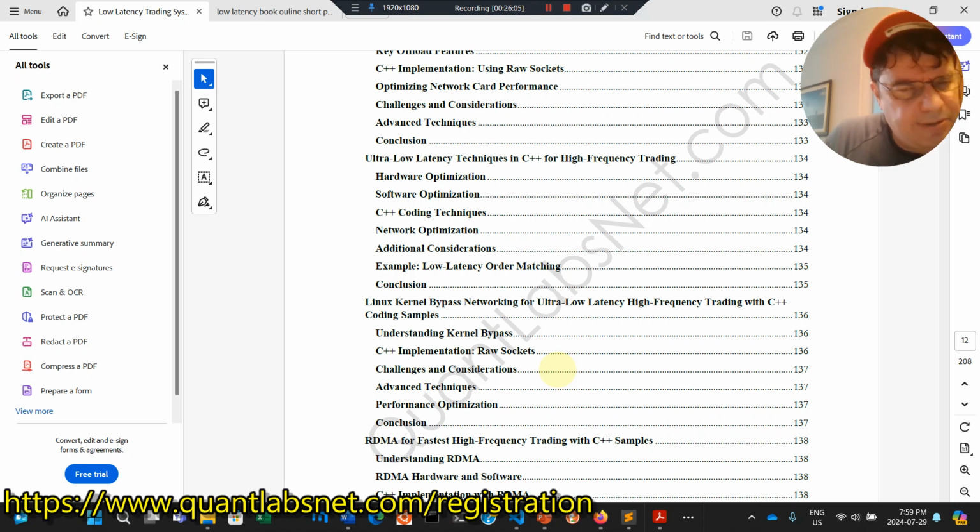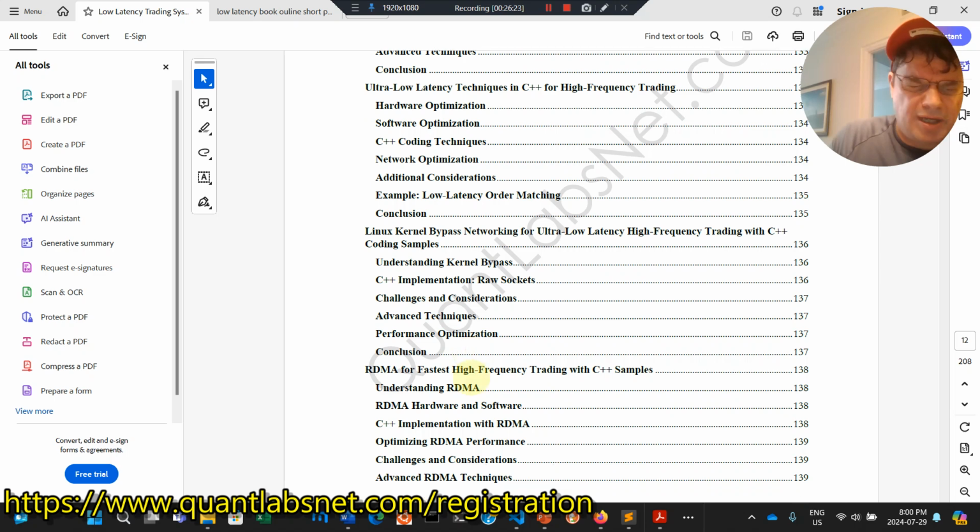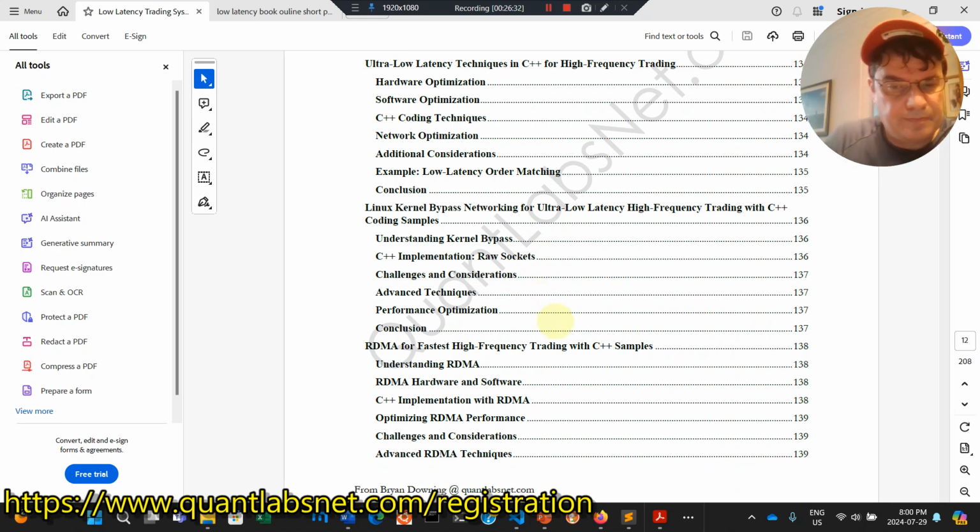There is not a lot of material out there on this, but you could obviously use your search engines and GitHub for the coding examples. So understanding kernel bypass, implementing raw sockets, challenges and considerations, advanced techniques and whatnot. And again, I want to stress this is basics. This is just to give you a taste at the high level of how this works.